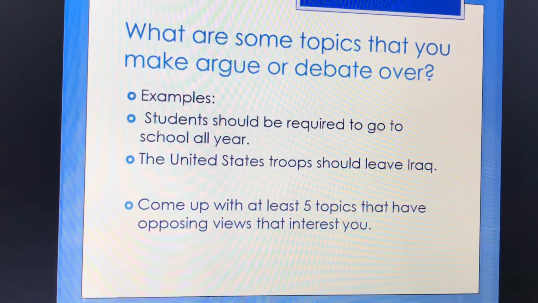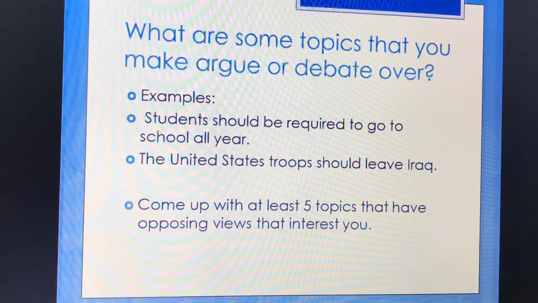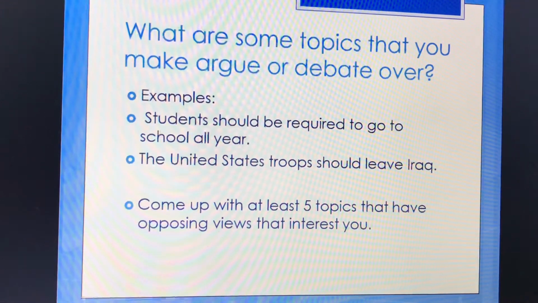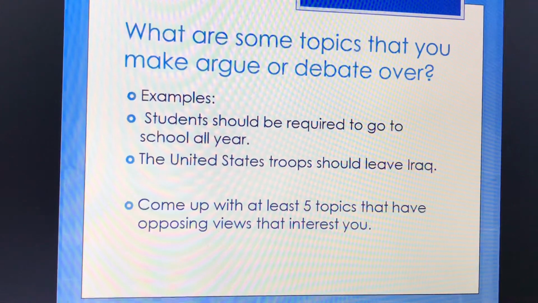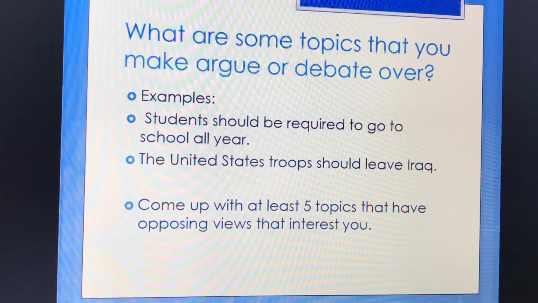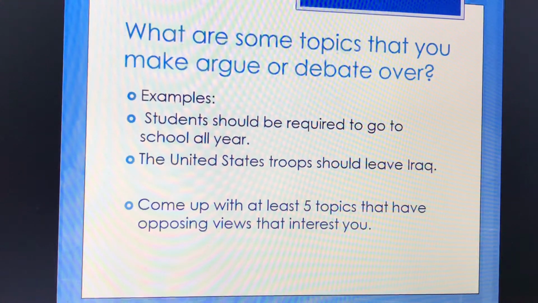It can be school uniform. It can be doing too much homework. It can be children getting mobile phones. It can be staying up late for little children. It can be students should be required to go to school all year. It can be three semesters: school should be in two or three semesters. Many topics can be there.